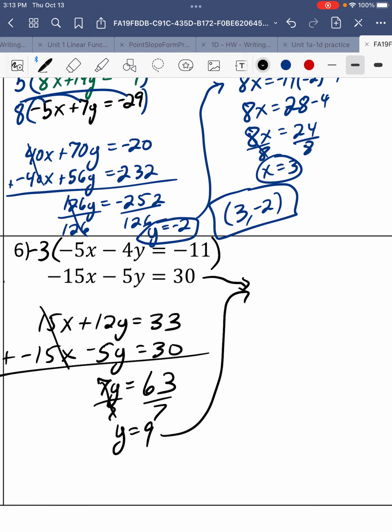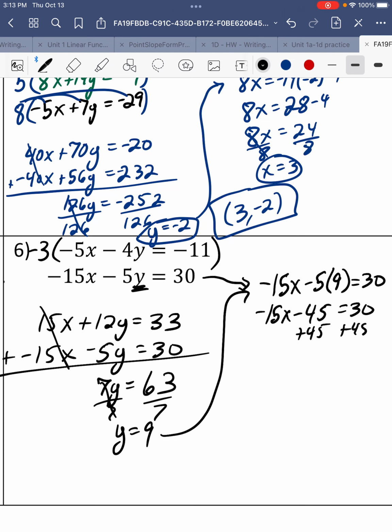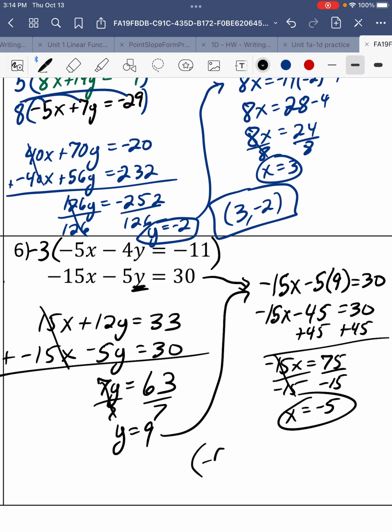I'm going to take that bottom equation just because, I don't know, it seems alright. Just numbers. We'll multiply them. Substitute in y equals 9 for the y. And let's simplify. 5 times 9 is 45. Add 45. Divided by negative 15. X is going to equal negative 5. So the x value is negative 5, the y value is 9.